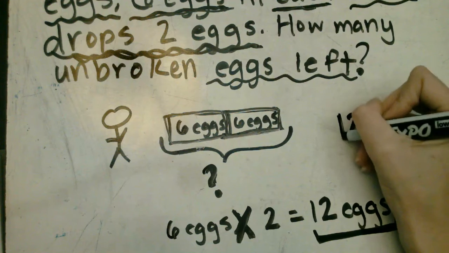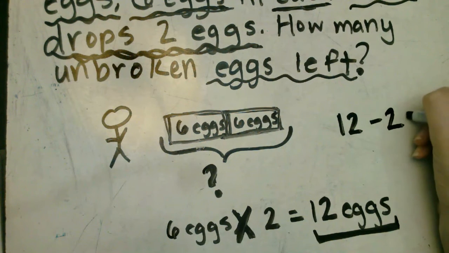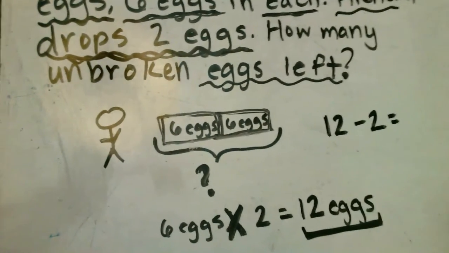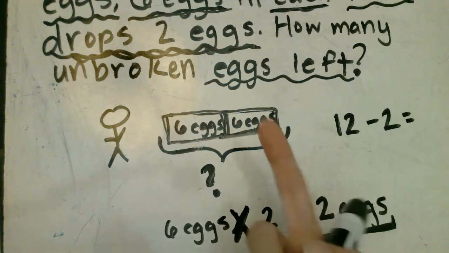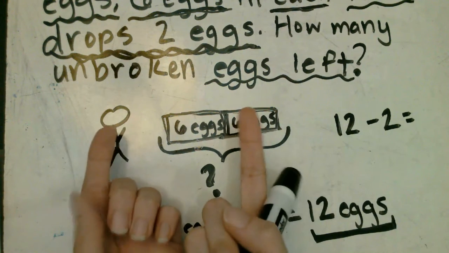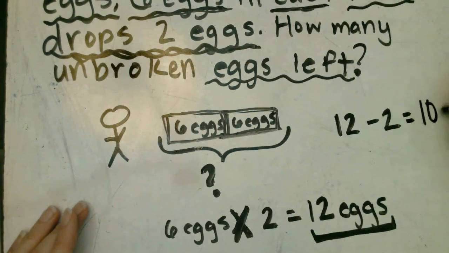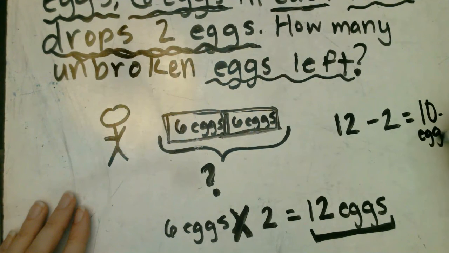So we know he started with 12, but he lost 2. So let's subtract, or take 2 away. How many eggs are left after Richard dropped his eggs? So what's 12 minus 2? Everybody shout it out in 3, 2, 1. Good. 10 eggs.